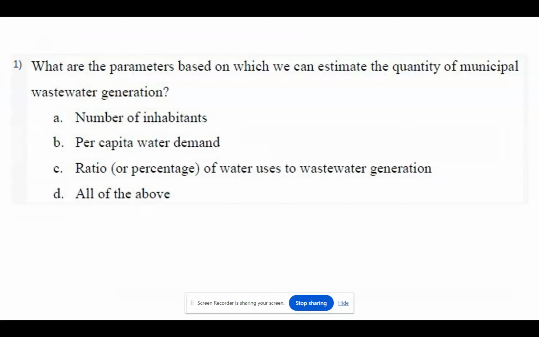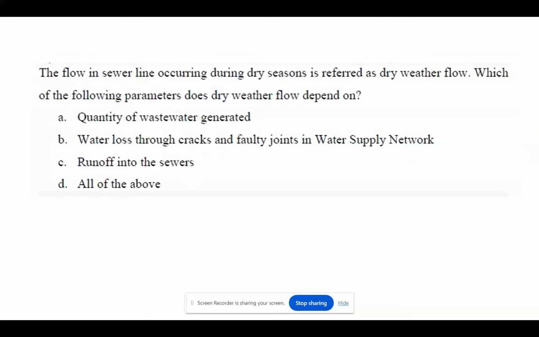So these all things are very important for the municipal wastewater, to quantify the municipal wastewater generation. So next question: the flow in the sewer line occurring during the dry season is referred to as dry weather flow. Which one of the following parameters does dry weather flow depend on? So our options, three or four, are given.